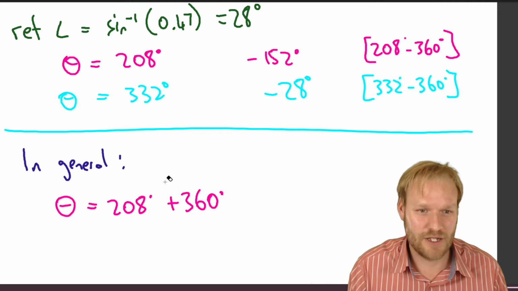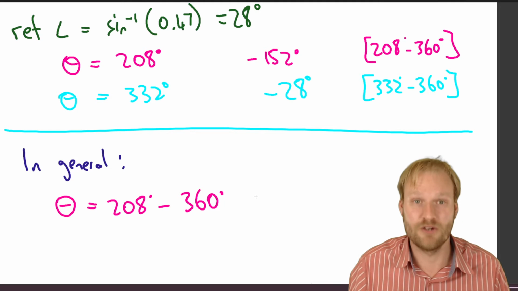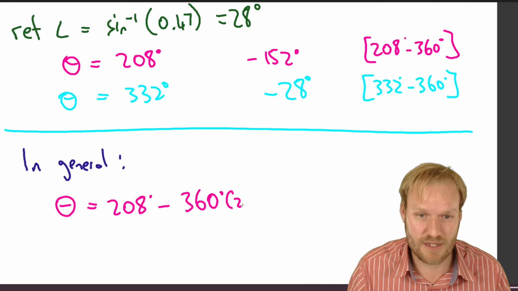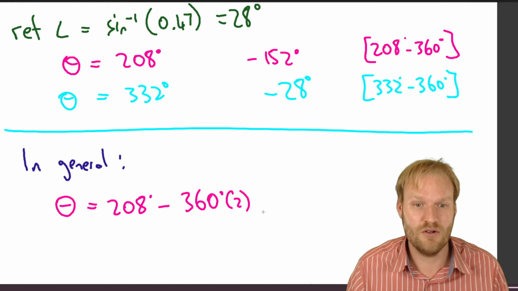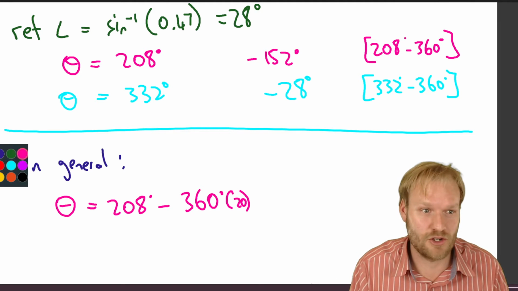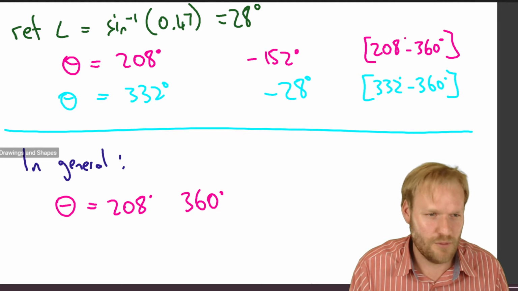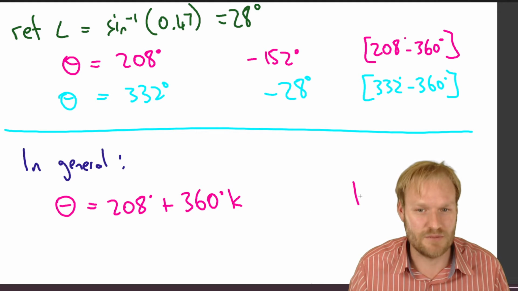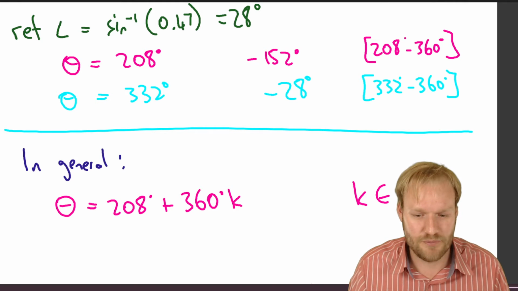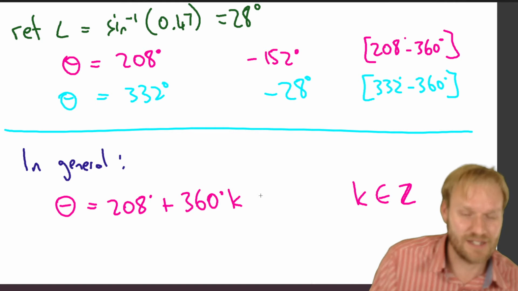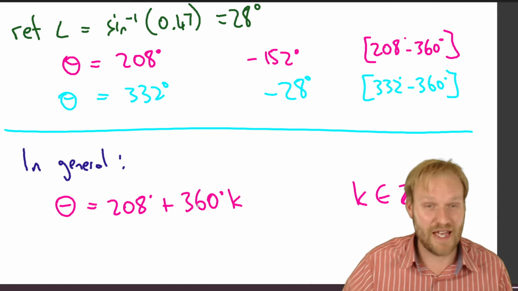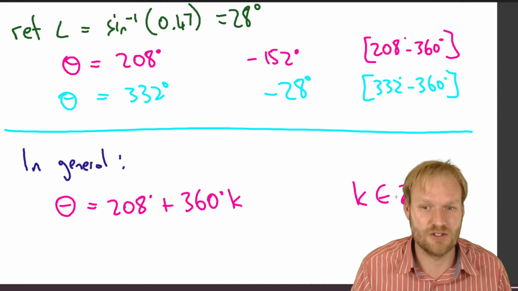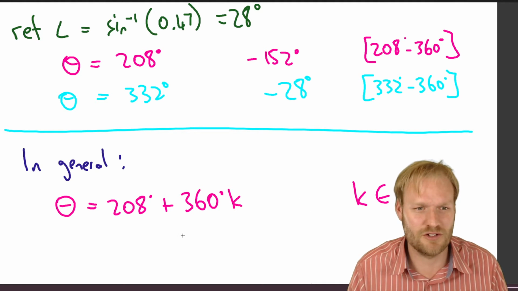Or we could have subtracted 360, and we would have got another solution. Or we could have subtracted 360 twice, so 360 times 2, or times 20, or kept on going forever. So I'm going to write this to say we could have added 360k, where k is an integer. So just behind me I'm saying that k is an integer, which means we could have added 360, or if k were negative 1 we could have subtracted 360. If k were negative 2 we could have subtracted 2 of those 360s.